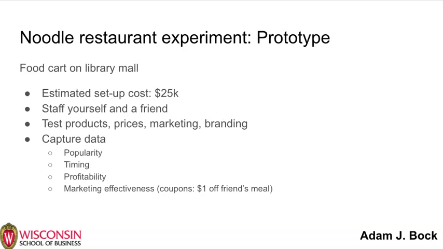And then finally, you could do a true prototyping. So for example, you could set up a food cart. Now I'm talking about Library Mall, that's Wisconsin obviously, but you could do this at any university, where you have a food cart instead of an actual restaurant. So instead of a $500,000 outlay, setting up a food cart will probably cost you about $25,000. So maybe it's just yourself and a friend doing the cooking, taking the money, but this would give you the opportunity to test products and price points, right?